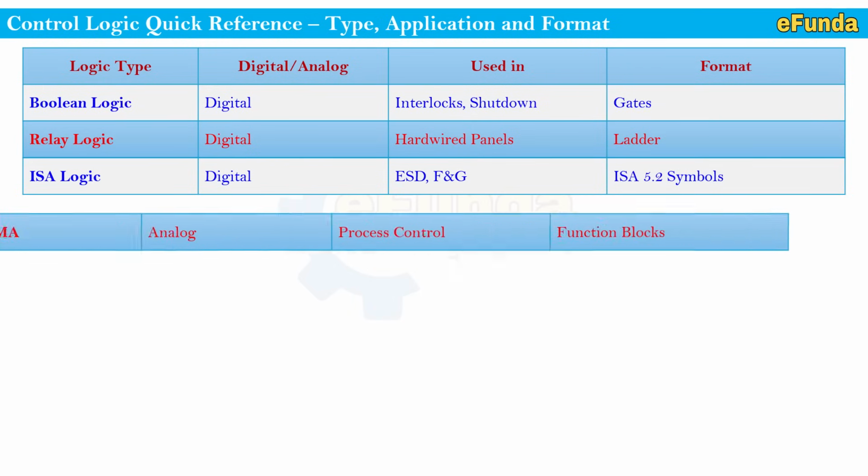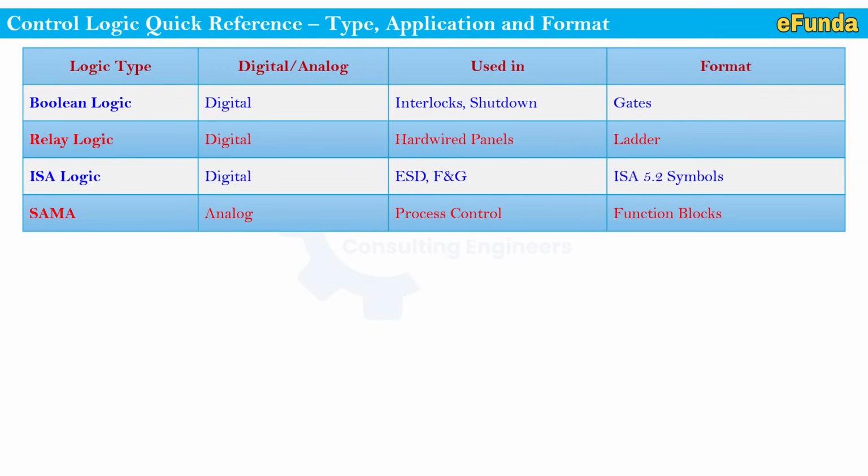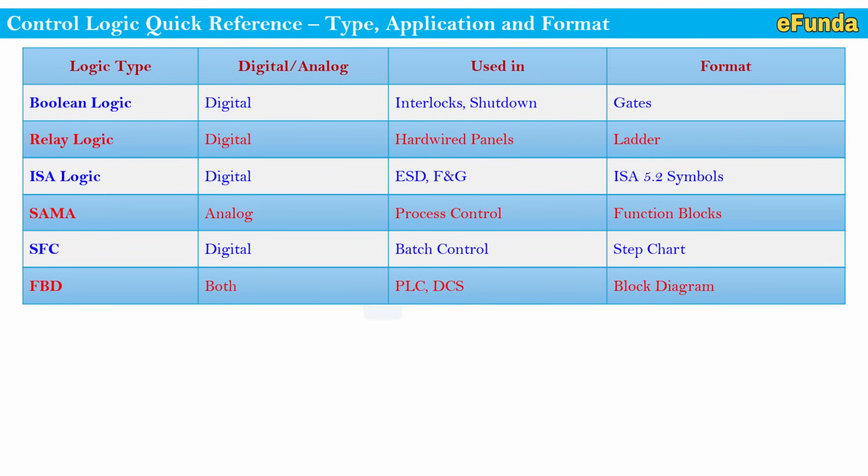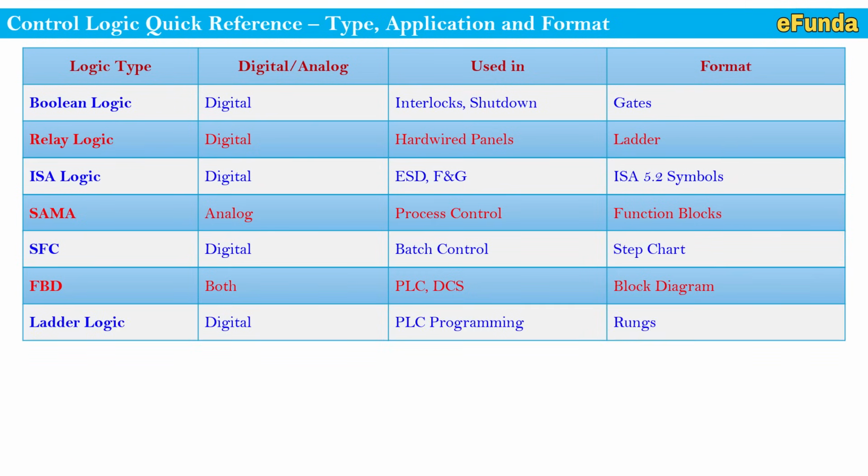SAMA is an analog type, used for process control, and the format is a function block. SFC is a digital type, used in batch control, and the format is a step chart. FBD is both analog and digital, used for PLC and DCS. Format is a block diagram type. Ladder logic is a digital type used for PLC programming, and the format is a rung type.